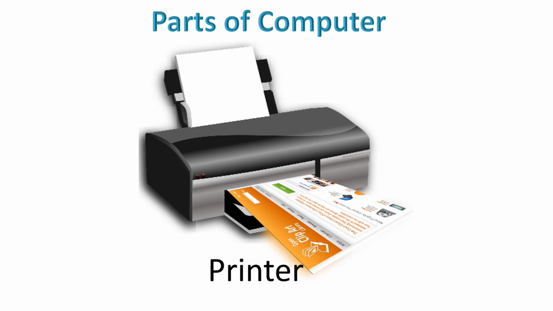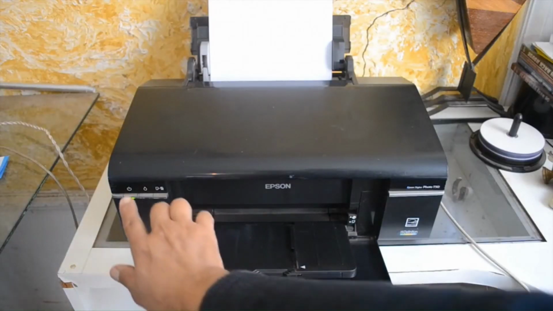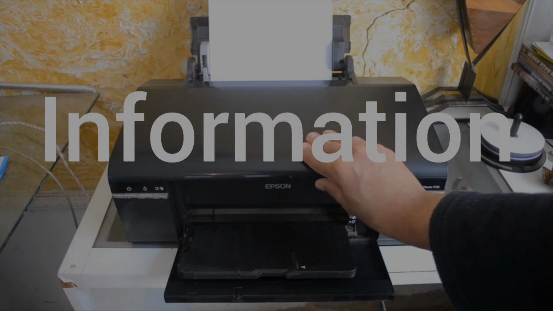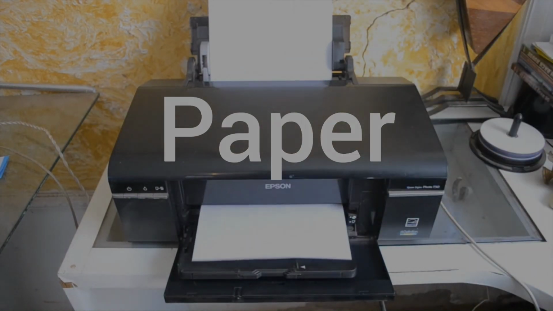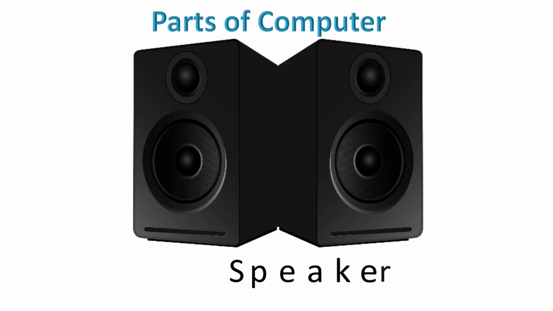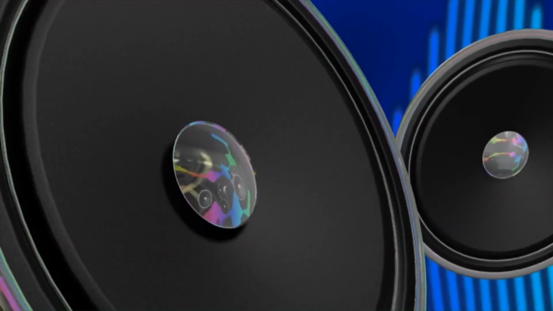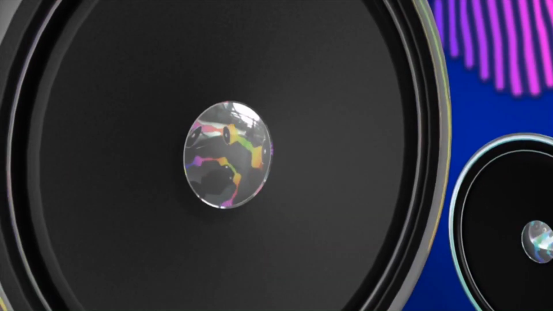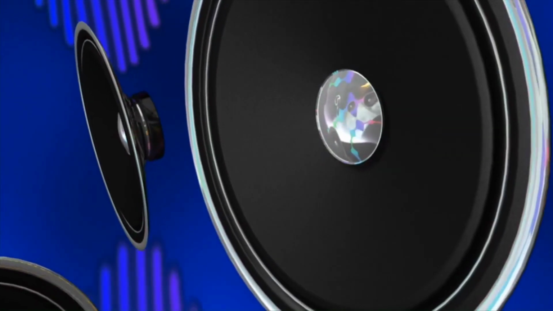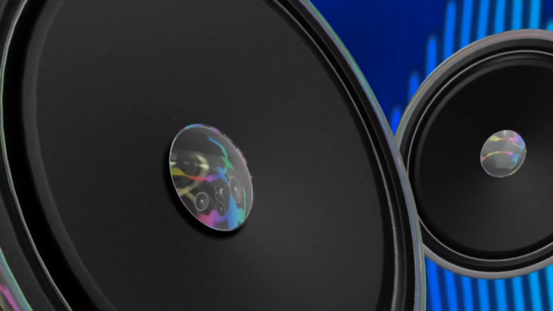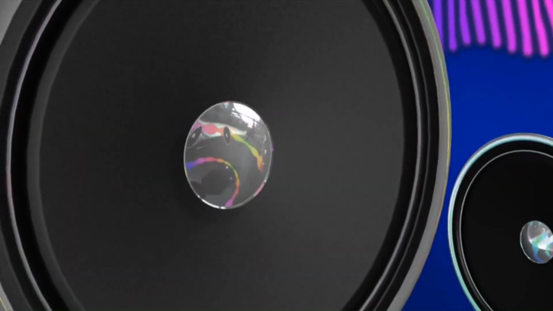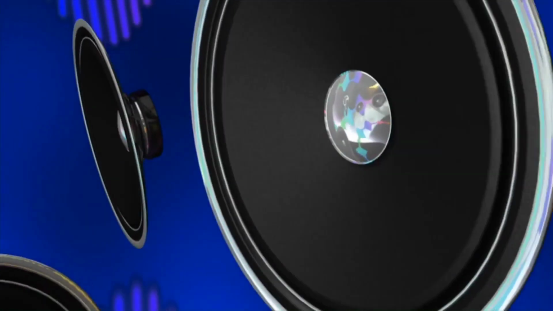Similarly, the next one is the printer. It is another important part of the computer system that gives us output in the paper format. We can print the output information on the paper with the help of printer. Similarly, speaker is another important device of the computer system that gives us audio output. We can listen to music like this. With the help of speaker, it gives us audio output.